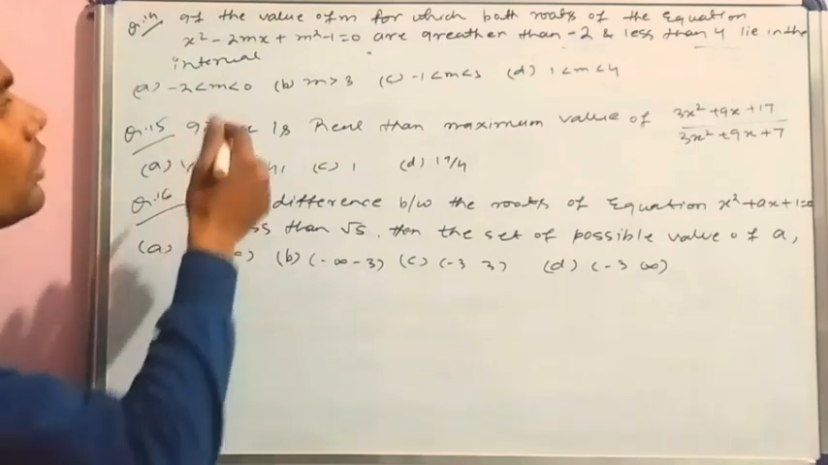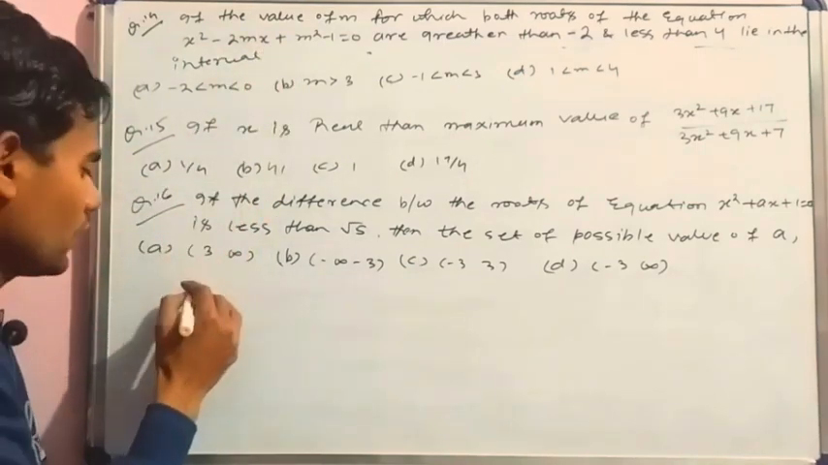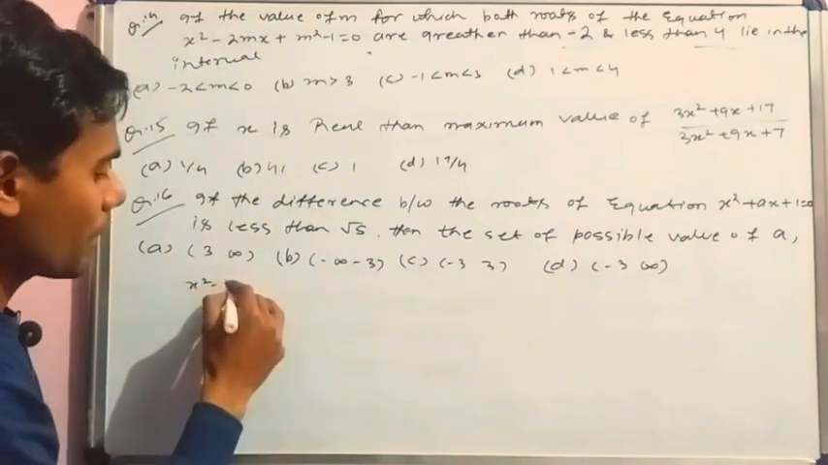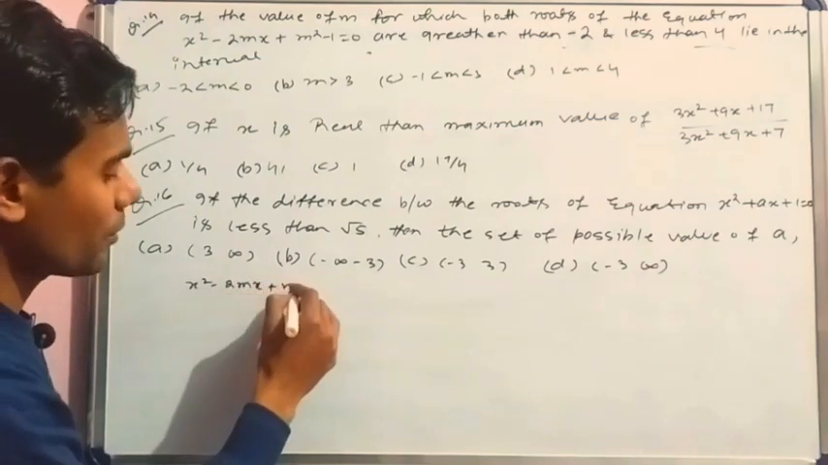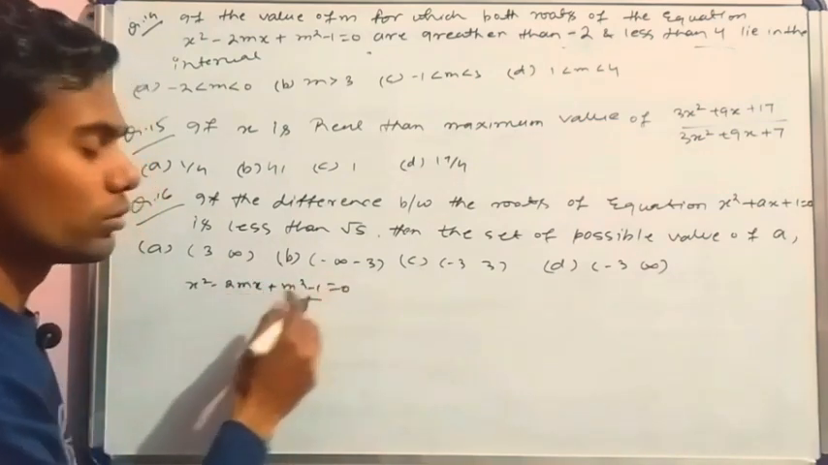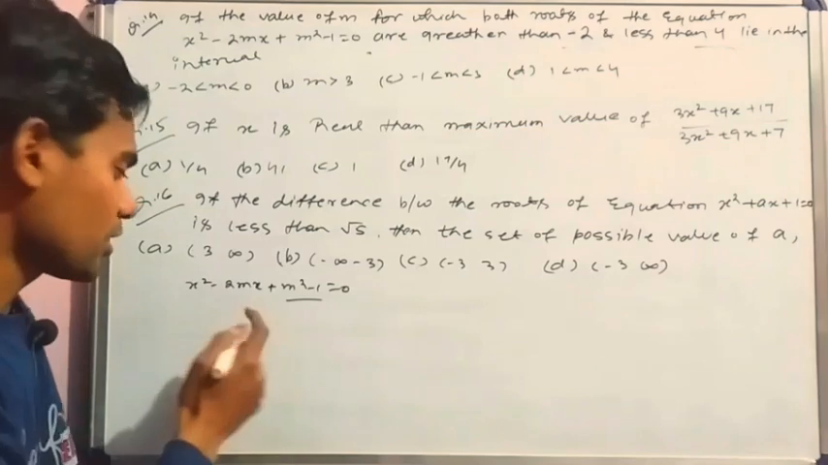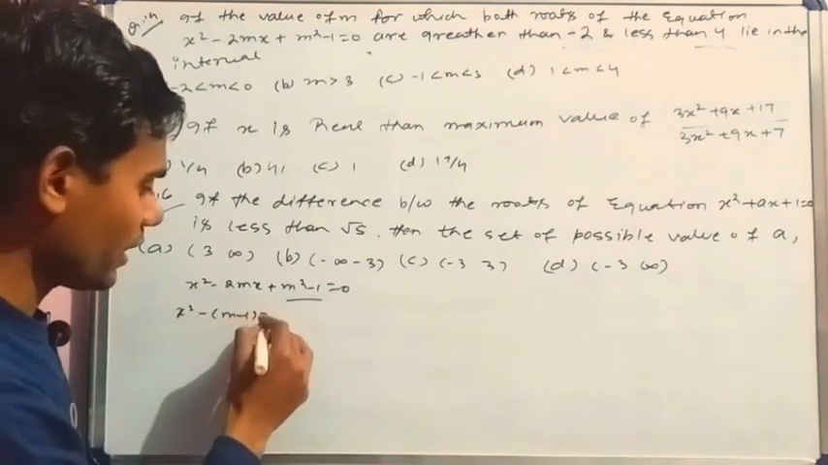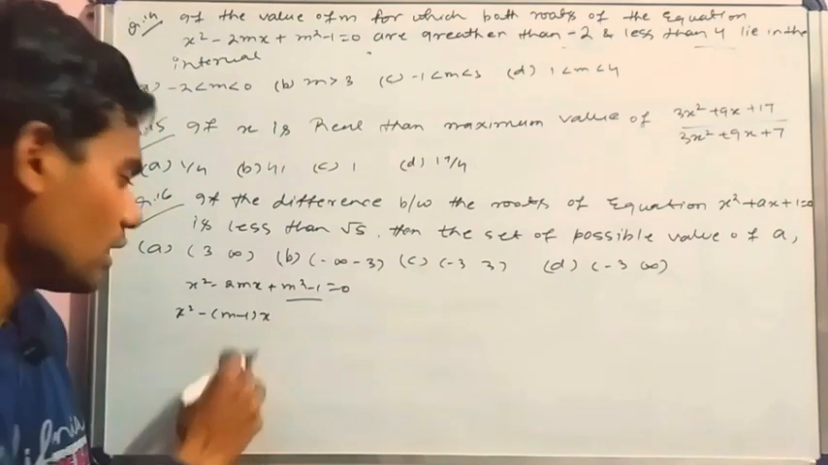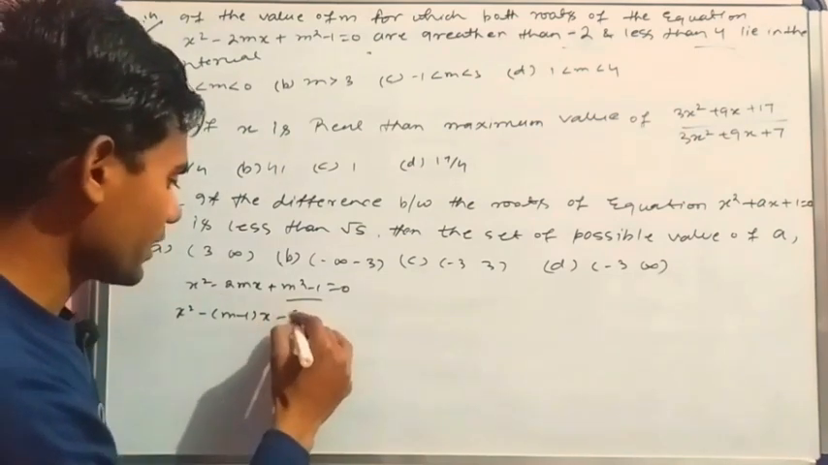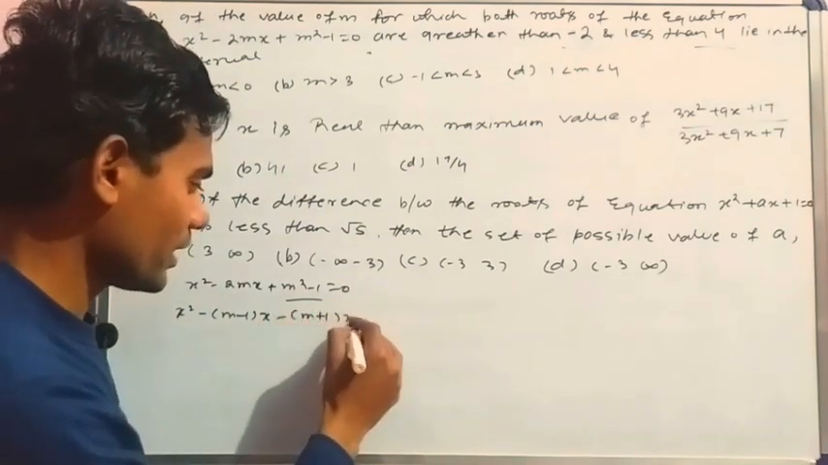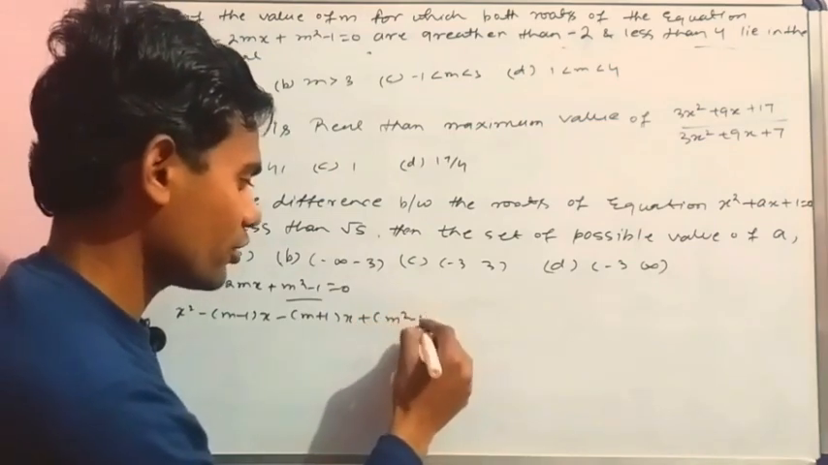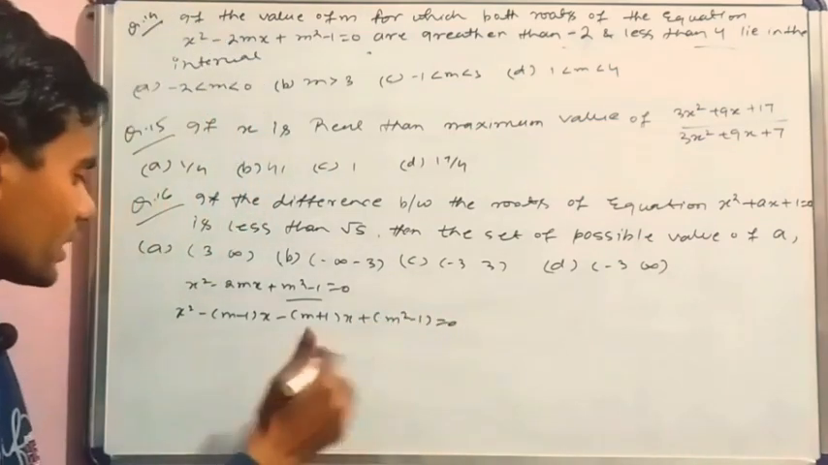Then first we find out the roots of this equation. x square minus k 2mx plus k m square minus k1. First we find out the roots of this quadratic equation. Then x square minus k 2mx, and m square minus k1 is equal to 0.